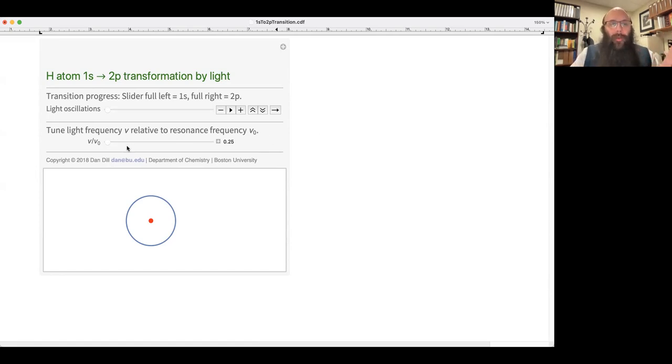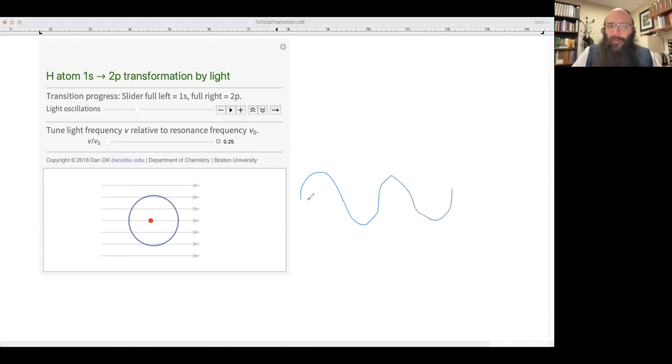Notice I've set the frequency of the light to not be resonant right now, just so we can talk first. So I'm going to hit play on the light oscillations. And notice the arrows moving back and forth. Those are meant to represent the oscillations of the electric field of light. Imagine these are the arrows: sometimes they're going in that direction, sometimes in this direction. So the back and forth oscillation of the arrows is the oscillation of the electric field of light.